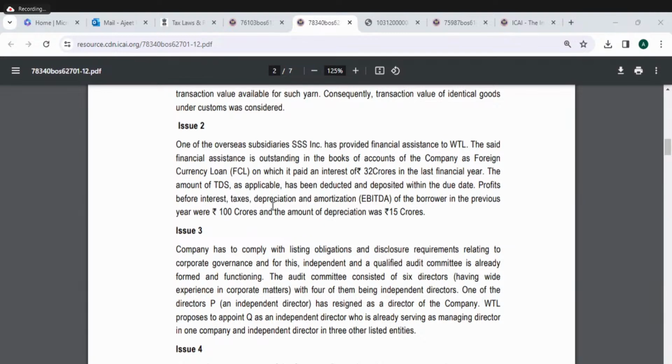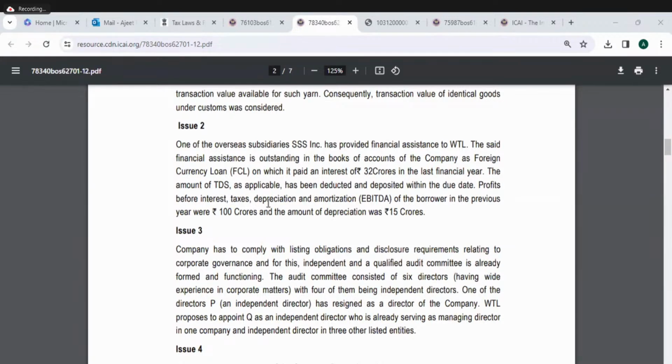The said financial assistance is outstanding in the books of accounts of the company as a foreign currency loan, on which it paid an interest of rupees 32 crores in the last financial year. So WTL has paid some interest in respect of the financial assistance which it has taken from SSS Inc. The amount of TDS as applicable has been deducted and deposited within the due date. It means there are no other non-compliances in respect of TDS provisions due to which this interest can be disallowed.